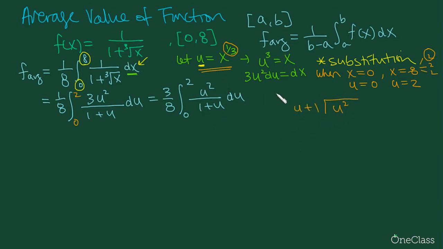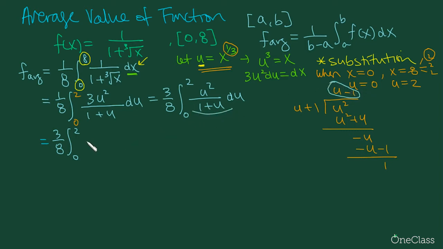You want to find the quotient, because we're applying partial fractions. So you have u as the quotient, which is u squared plus u; subtract, that gives negative u, negative 1, then negative u, negative 1, then you have 1 as the remainder. So this expression is going to be written as 3 over 8, going from 0 to 2. You put the quotient first, so this is now u minus 1 plus 1 over 1 plus u, the entire thing du. This one is much easier to do.